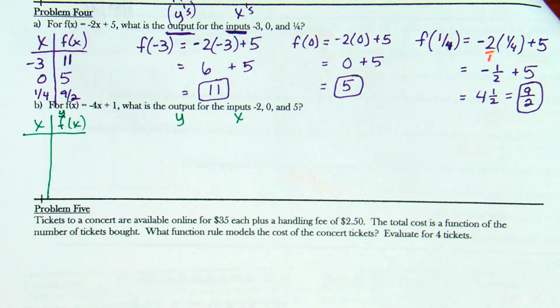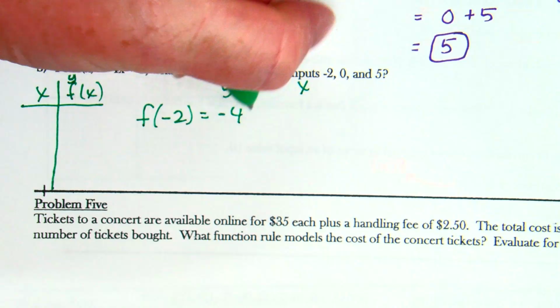Every place I see an x, I'm going to replace it with negative 2. Negative 4 times negative 2 is 8, plus 1, 9. Did I need to write that out? I didn't. Sorry. The next time, what are we doing?